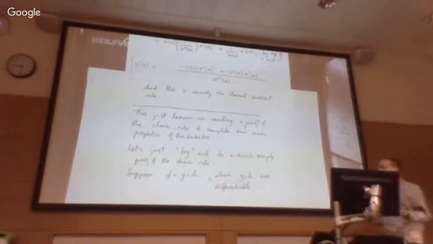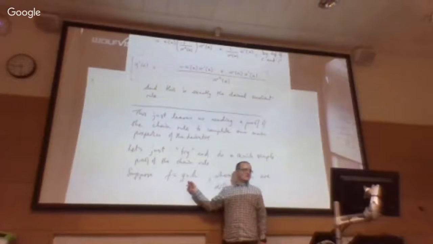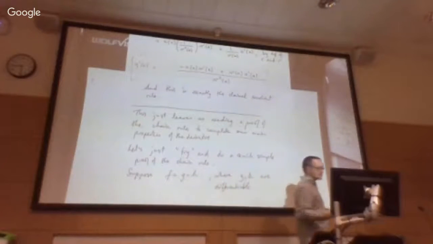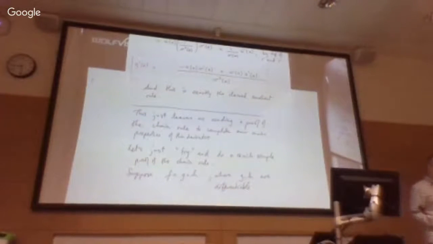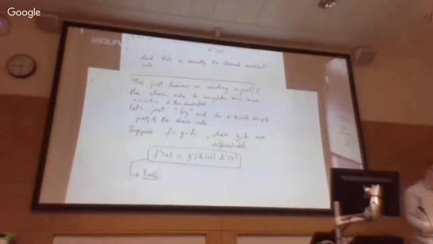Okay, so the usual question: how does the derivative of f relate to the derivatives of the ingredients of f? The chain rule tells us what it is. The chain rule says the derivative of f at a is the derivative of g at h of a multiplied by the derivative of h at a. So let's try a proof of this.